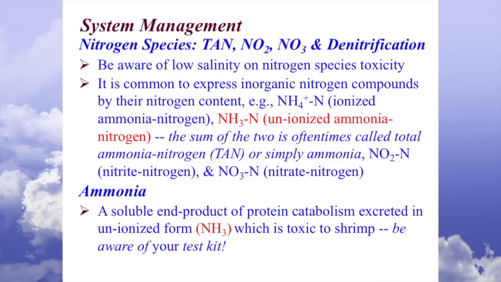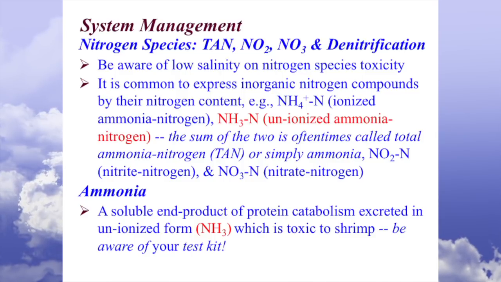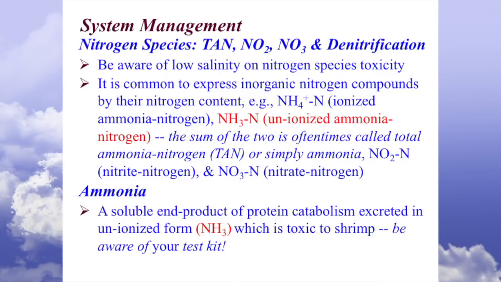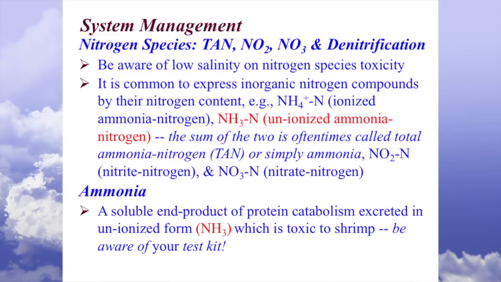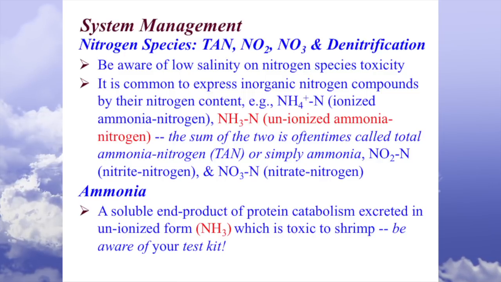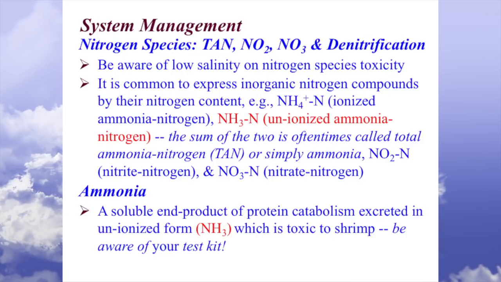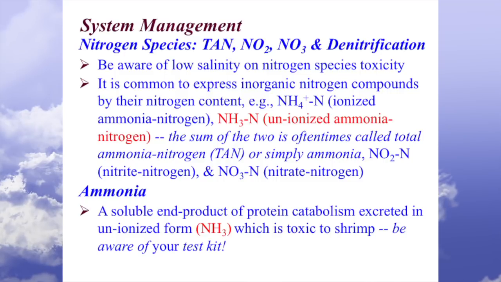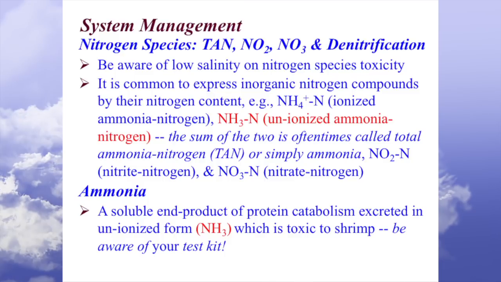In terms of the ammonia nitrogen species, you need to be aware of low salinity and the nitrogen impact on the toxicity. The lower the salinity, the more toxic the impact. It is common to express the inorganic nitrogen compounds by their nitrogen content, namely NH4-N, ionized ammonia, and unionized ammonia, NH3-N. The sum of the two, which is oftentimes called ammonia nitrogen or simply ammonia, NO2-N and also NO3-N.